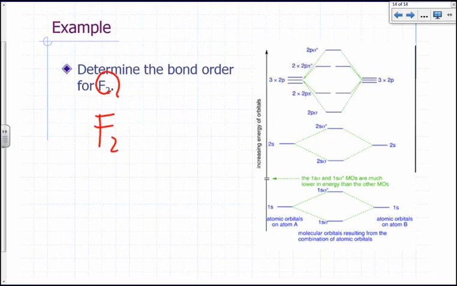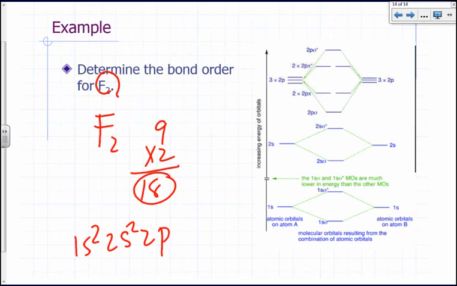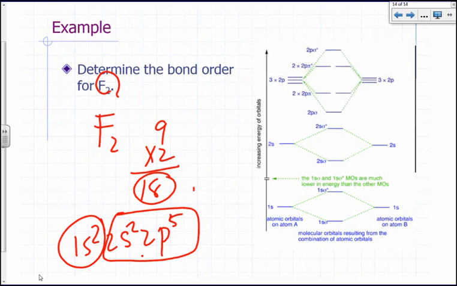F2, if you recall, has 9 electrons times 2. That's 18 electrons. The atomic number of fluorine is 9. It's 1s2, 2s2, 2p5. So 2 electrons in the core and 7 electrons in the valence shell. So let's assign those 18 electrons. We have 1, 2, 3, 4. So 2 in the 1s sigma, 2 in the 1s sigma star, and then 5, 6, 7, 8, 9, 10, 11, 12, 13, 14, 15, 16, 17, 18.